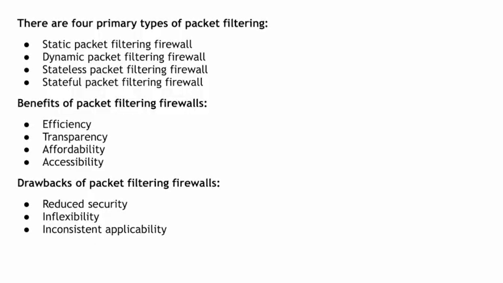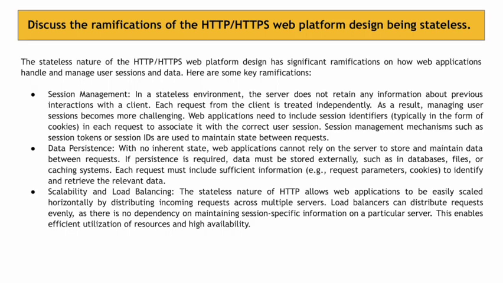There are four primary types of packet filtering: static packet filtering firewall, dynamic packet filtering firewall, stateless packet filtering firewall, and stateful packet filtering firewall. The benefits of the packet filtering firewall are efficiency, transparency, affordability, and accessibility. Some drawbacks of the packet filtering firewall are reduced security, inflexibility, and inconsistent applicability.